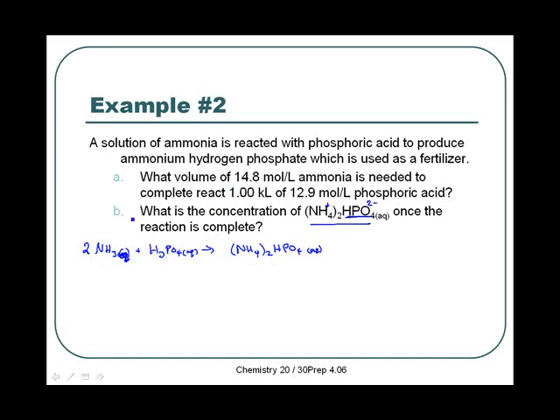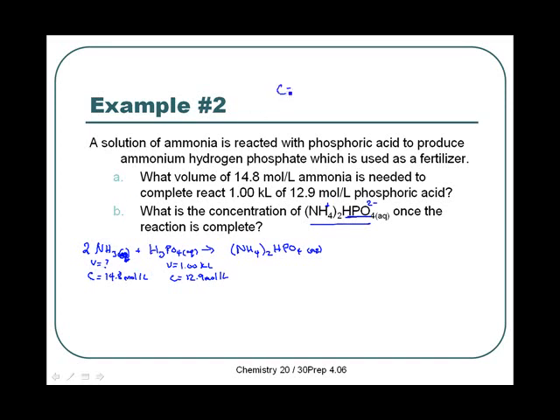So we need a volume of ammonia. So right away they tell us we want to find a volume. They've given us the concentration, so concentration is equal to 14.8 moles per liter. To complete reactant here they give us a volume. It's in kiloliters, so 1.00 kiloliters, and a concentration of 12.9 moles per liter. So again, we have volume and concentration, volume and concentration.